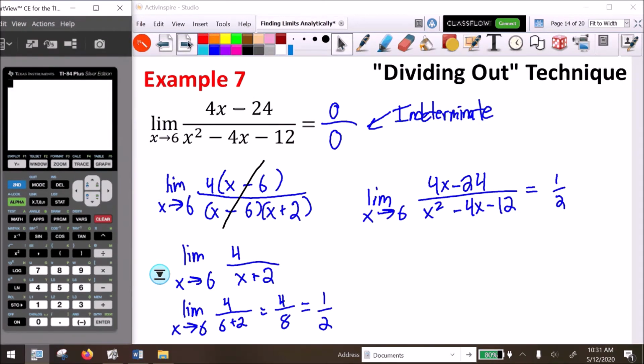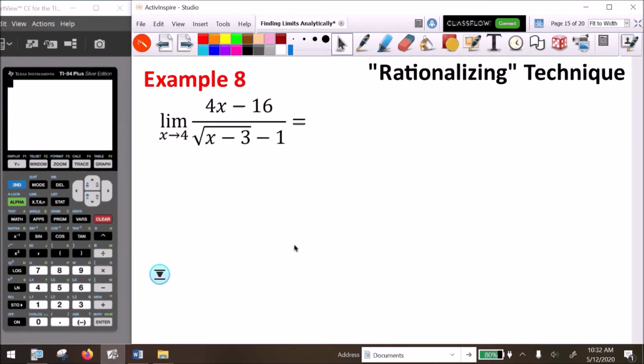All right, in this next problem, we're going to again begin by trying to find the limit by direct substitution. Let's see what happens when I try to directly substitute in 4. We have in the numerator 4 times 4 is 16, minus 16 is 0. In the denominator, we have 4 minus 3 is 1. The square root of 1 is 1, and 1 minus 1 is 0. So this is another indeterminate form.